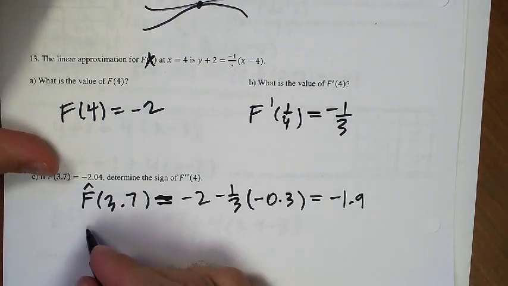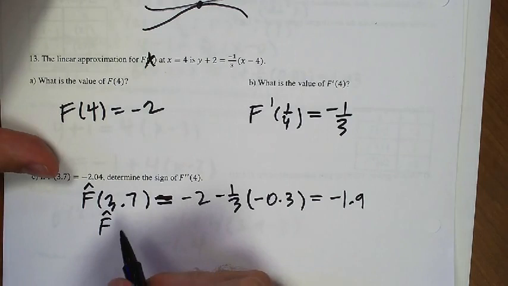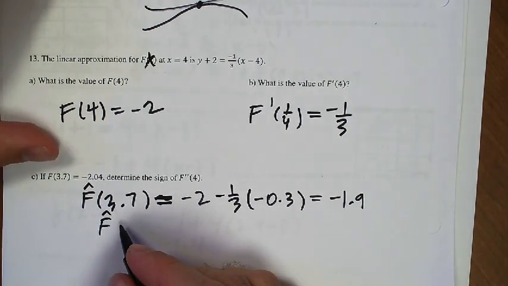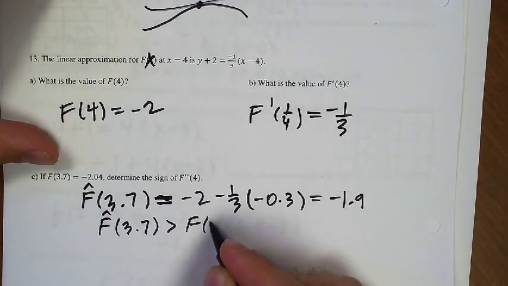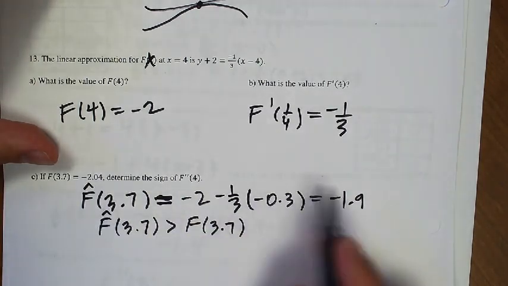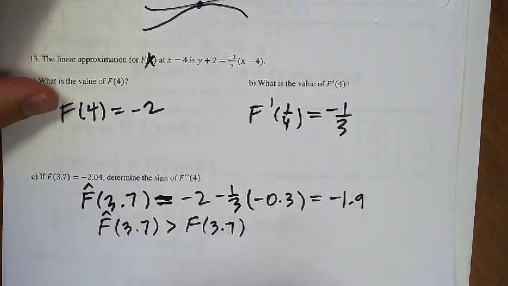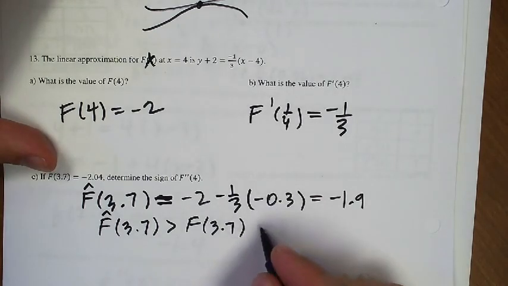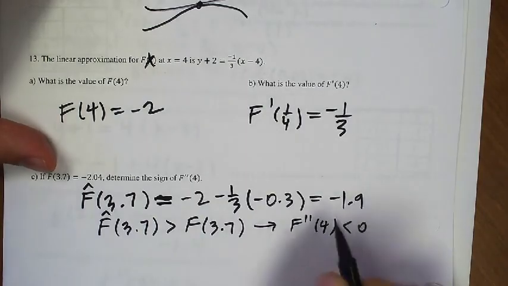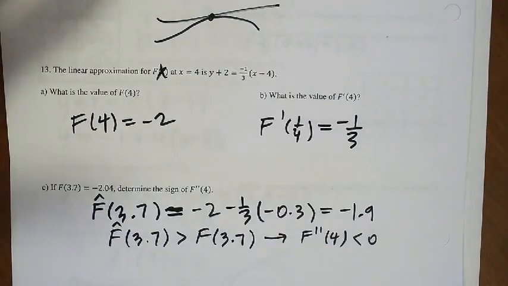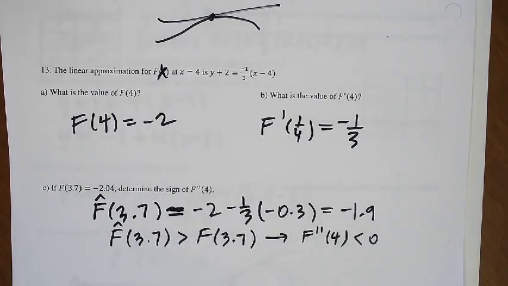Now in this situation, just like before, the approximate value is greater than the true value of f of 3.7. Negative 2.04 is more negative than negative 1.9, so negative 1.9 is greater. That says that f double prime of 4 has got to be negative, for the same reason as up here, because the tangent line was an overestimate. Anyway, that's all for this video.